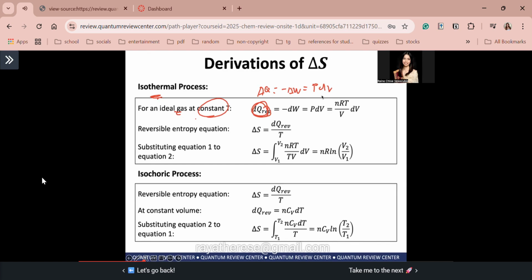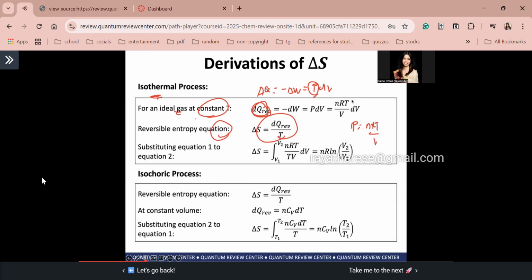Now, guys, we can just change P in terms of nRT over V based on our ideal gas law. Again, PdV is equal to nRT over V dV because P is equal to nRT over V. Next, we know, guys, that the reversible entropy equation is delta S is equal to dq rev over T. Pero guys, kita nyo dito sa ating equation 1, we got as alternative equation for dq rev, and that is dq rev is equal to nRT over V dV.